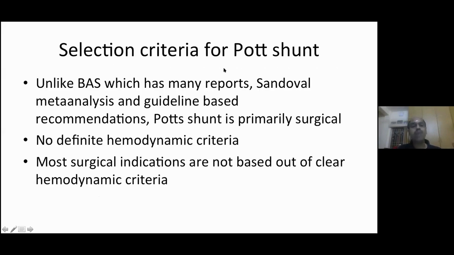Selection criteria for Potts shunt. Unlike balloon atrial septostomy, which has many reports, as I mentioned, Sandoval's meta-analysis and basic guideline-based recommendation, guidelines specifically state those 4 criteria that I mentioned. Potts shunt is primarily surgical. There is no definite hemodynamic criteria. Most surgical indications are not based on hemodynamic criteria. I already mentioned, many times during surgery, you will not be able to accurately assess hemodynamics with high fidelity transducers.